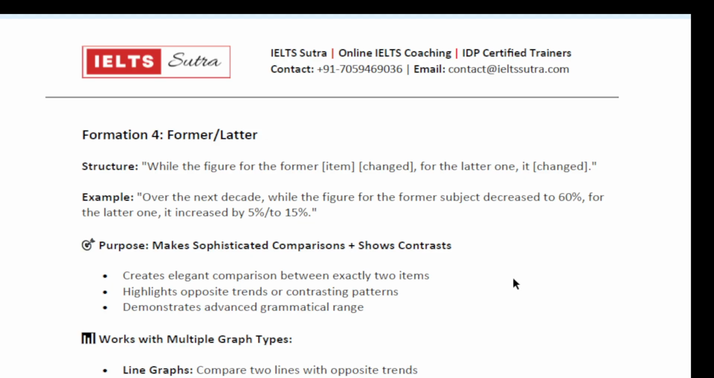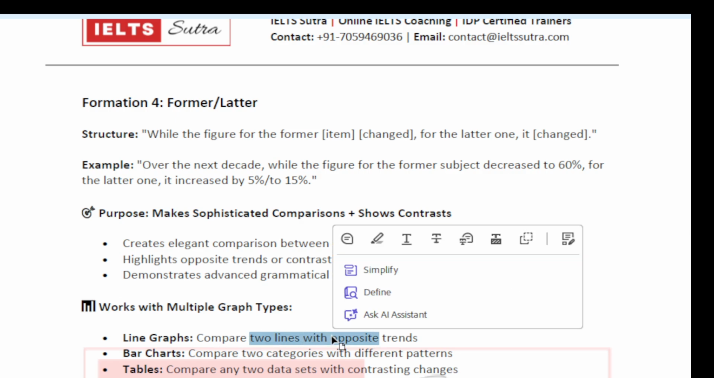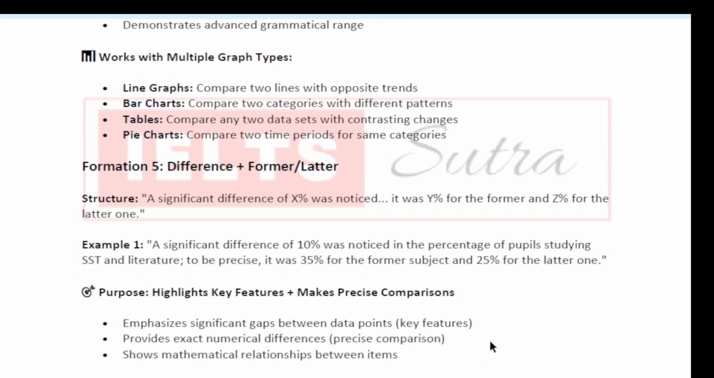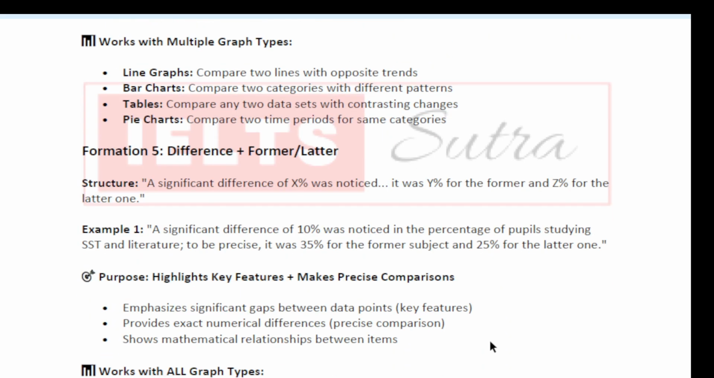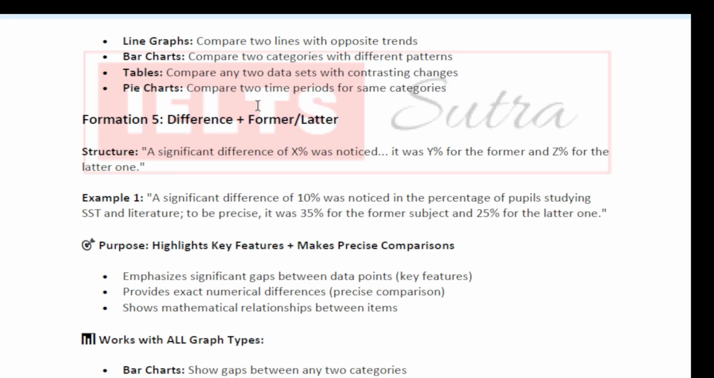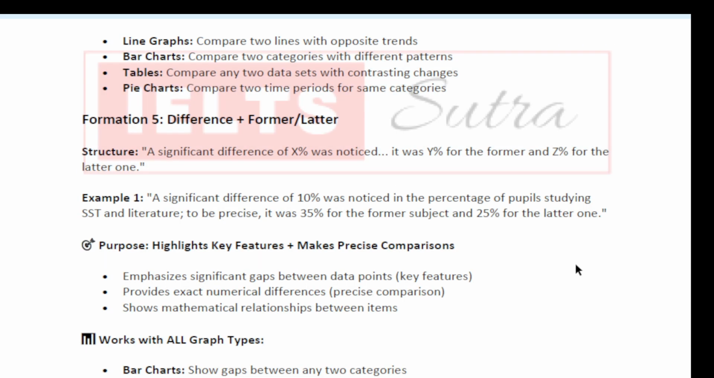It helps you to demonstrate advanced grammatical range, and you can use it in different graphs to show comparison between two different categories and show contrast as well. Former and latter formation can also be used with another formation which is called the difference formation. Now, in this difference formation, what happens is that we talk about the difference between two different categories, a specific difference.